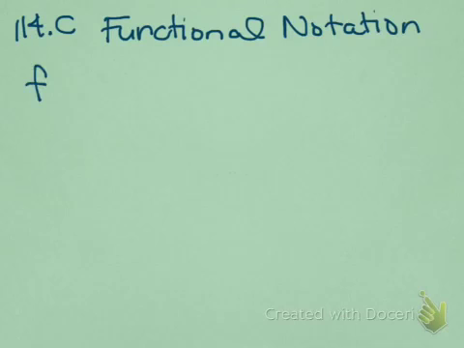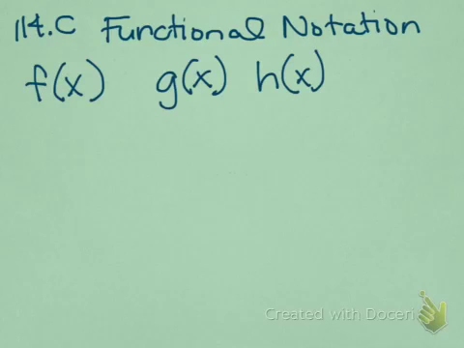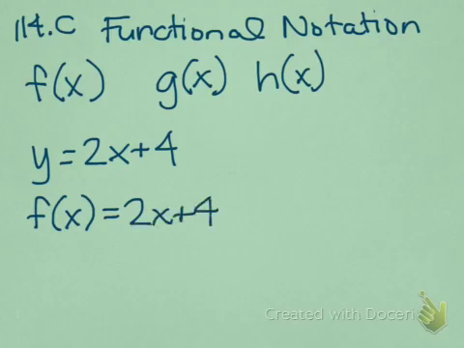Okay, so now we're going to talk about functional notation. Functional notation is just another way to write y when we have y equals. So functional notation generally looks like this. It can be f of x, g of x, h of x, r of x, t of x, anything like that. So if we have the equation y equals 2x plus 4, we can rewrite it as f of x equals 2x plus 4. And basically what it's saying is that x is your input and then 2x plus 4 is your output. So let's do an example.